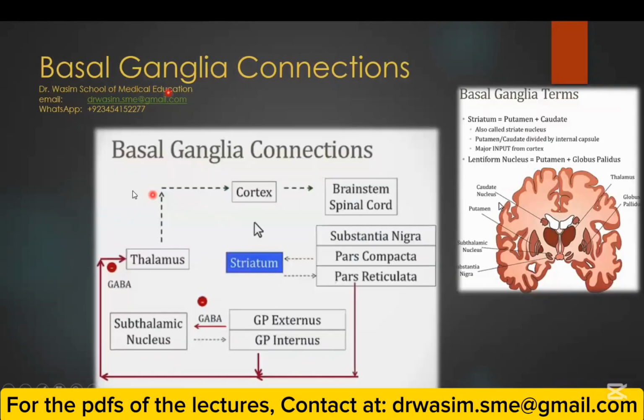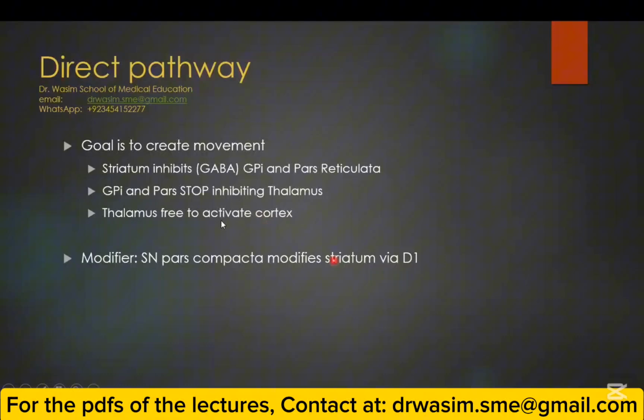The basal ganglia connections. What will happen when you are at rest? The information from the pars reticulata and globus pallidus internus will inhibit the thalamus by the inhibitory neurotransmitter called GABA, gamma aminobutyric acid. When the thalamus is inhibited, there will be no activation of the cortex, and hence there will be no movement, because the brainstem and spinal cord will not be activated.